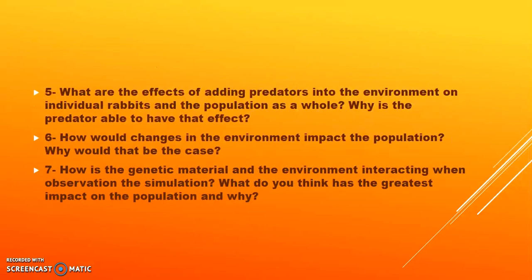The next set of questions are to further develop the understanding, to see if the students really understand the concept of natural selection. What are the effects of adding predators in the environment on individual rabbits and the population as a whole? Why is the predator able to have the effect? How would changes in the environment impact the population? Why would that be the case? How are the genetic material and the environment interacting when observing the simulation? What do you think has the greatest impact on the population and why?